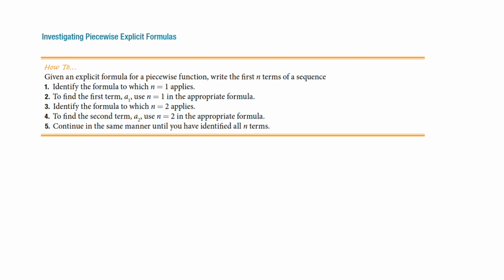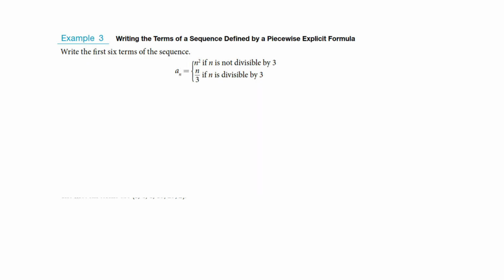All right, now if you remember, we saw this earlier in our college algebra studies, that a piecewise function is just a function that is split up under different circumstances. It does different things. So let's take a look. We can have sequences that are piecewise as well. So if n is not divisible by 3, then we're going to square the number. If it is, we're going to divide by 3. So let's just take a look at it.